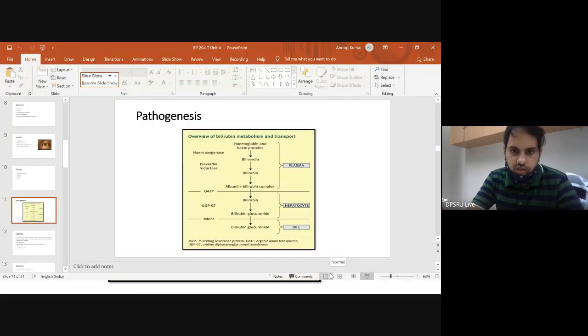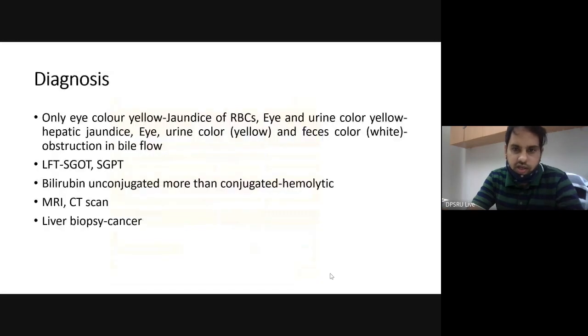So this we have already discussed, the pathogenesis, and then we discussed the diagnosis. One thing I forgot to tell you about the diagnosis of jaundice: depending upon the symptoms in the patients, if the eye color is yellow, we can get a sense this is jaundice of RBC. And if the eye as well as urine color becomes yellow, you will get a sense this is hepatic jaundice, a jaundice related to the liver. And if eye and urine color is yellow and feces or stool color is white, you will get a sense there is an obstruction in the bile flow.